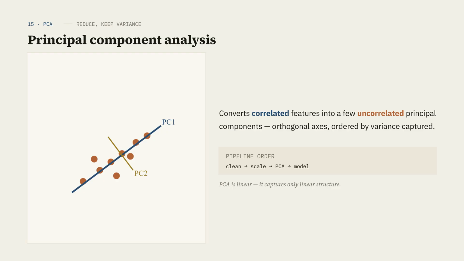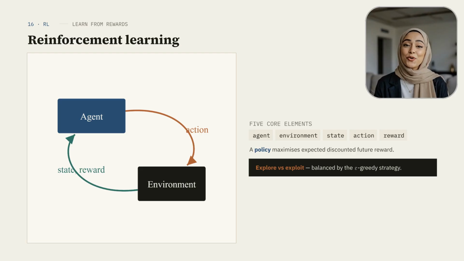Principal Component Analysis, or PCA, converts potentially correlated features into a smaller set of uncorrelated principal components. These components are orthogonal axes, ordered by the amount of variance they capture. The standard pipeline is to clean and scale your data before applying PCA, keeping in mind that PCA only captures linear relationships.